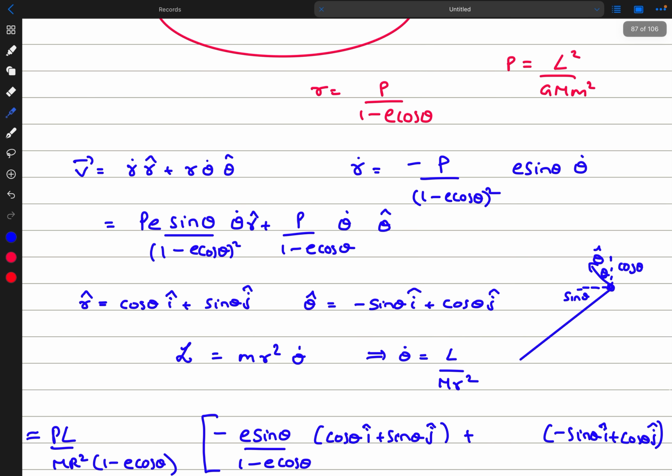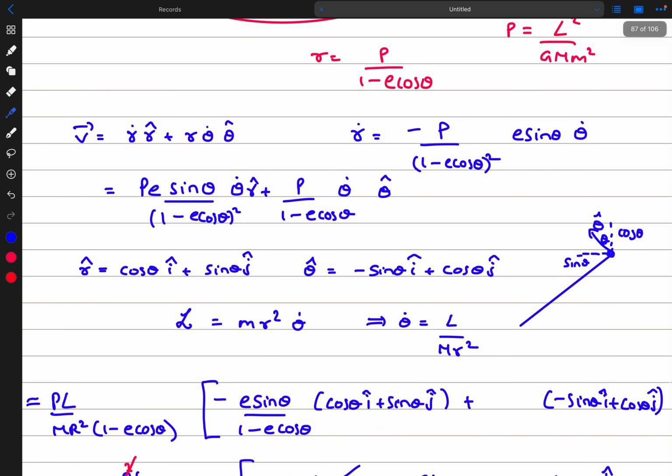So now it's just about a lot of calculation. First we figure out r dot, which is the time derivative of r. All you have to do is differentiate this with respect to time, and it will look something like this.